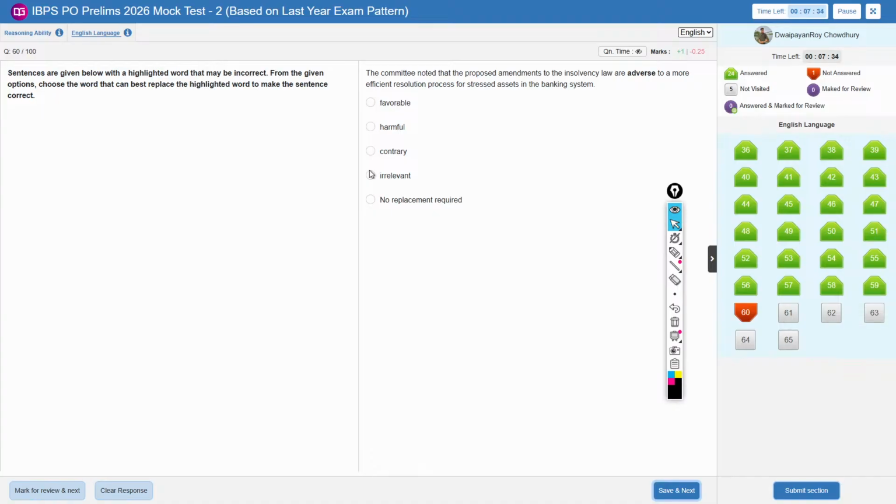The committee noted that the proposed amendment to insolvency laws are dash to a more efficient resolution process for stressed assets. Favorable to, harmful, contrary. Best replaces the word sentence correctly.